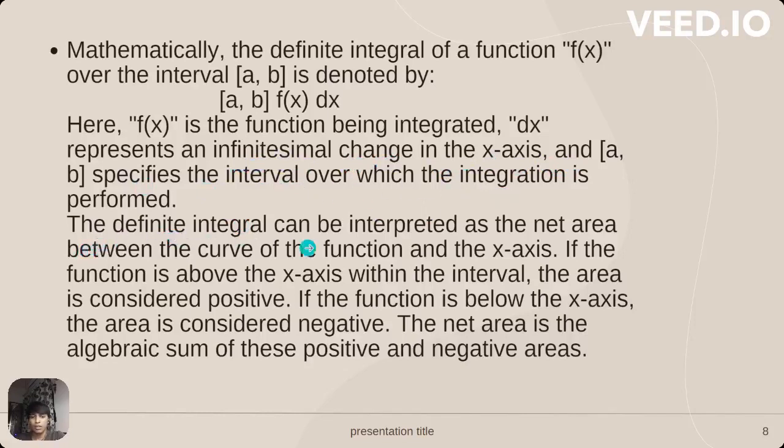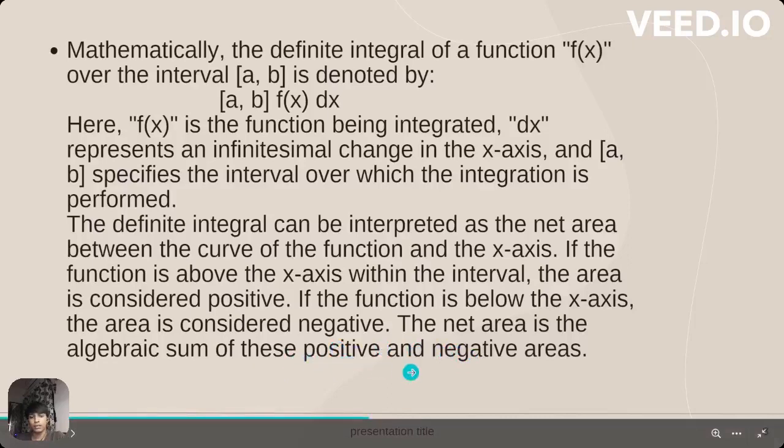The definite integral can be interpreted as the net area between the curve of the function and the x-axis. If the function is above the axis within the interval, the area is considered positive. If the function is below the x-axis, the area is considered negative. The net area is the algebraic sum of these positive and negative areas.